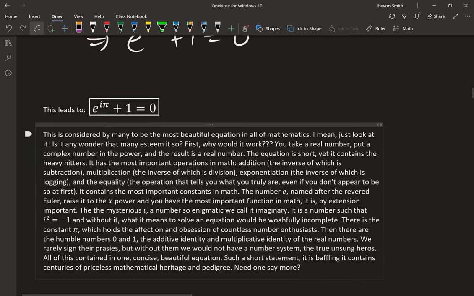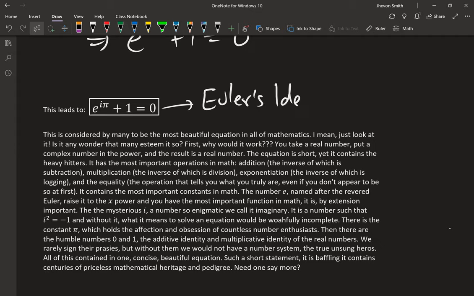Now, this guy is called Euler's identity. And it is considered by many people to be the most beautiful equation in all of mathematics. And I mean, just look at it, right? I wrote this equation down and I felt overcome with emotion. So I typed out this entire paragraph. So now you guys are gonna listen to me read it. I don't know if it's good, but it's what I felt at the time.